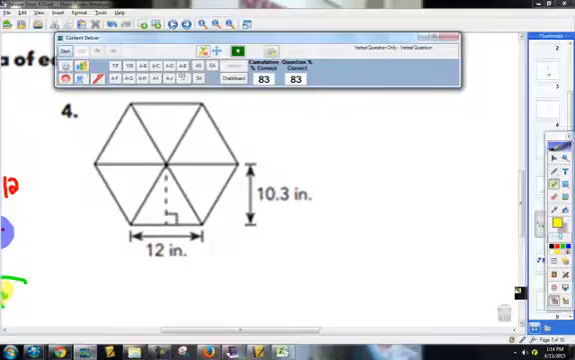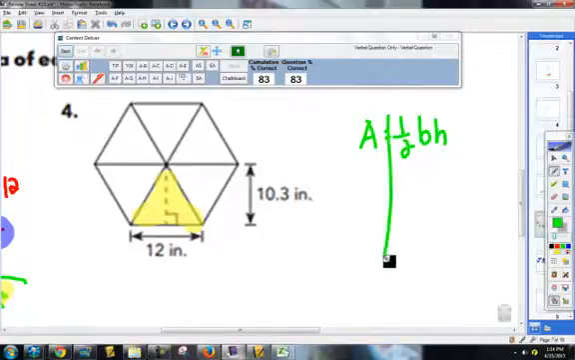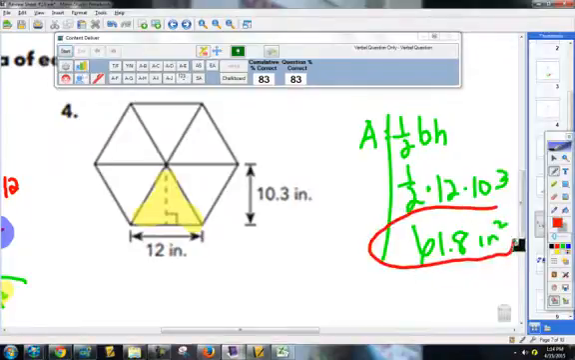On the video last night, I said there was one major mistake that I see year after year. And I'll show you what that mistake is now. Everybody that did it, here's the good news. Everybody that just got an answer, whether you got it wrong or right, you started right. You found the area of one triangle. You did your formula: area equals 1/2 base times height, right? Then you did 1/2 times 12 times 10.3, because that's your base and height. And you got 61.8 inches squared. Every single one of you got that right there.